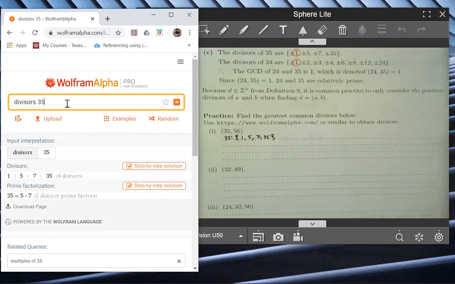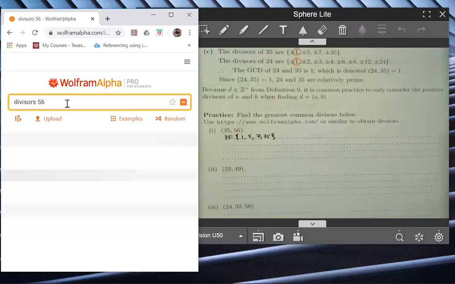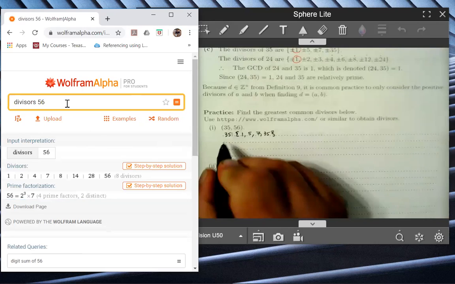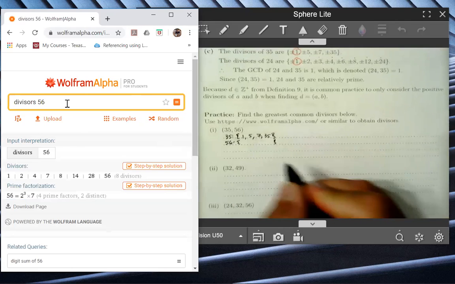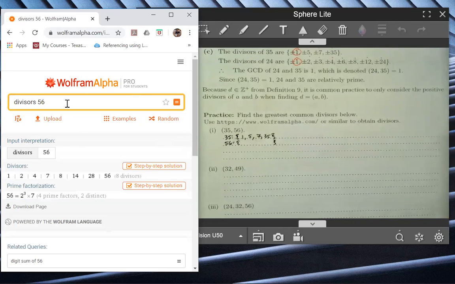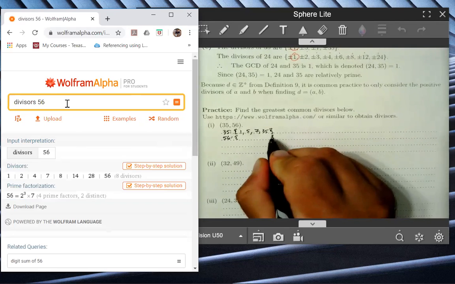And what about for 56? Well, I can come back here. What are my divisors of 56? And the time that it takes to pull that information up, for some people, they might be able to find that information a little bit more rapidly than others.